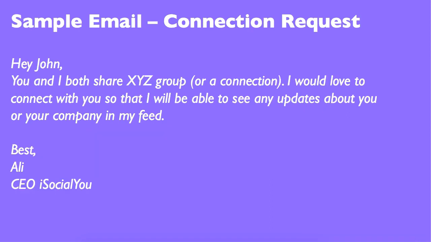So here's the sample email or message that I would send to someone that I'm sending a connection request to. And look at this, it's really short, simple, and also very compelling. Hey John, you and I both share XYZ group, or Stacy as a connection. So I'm already kind of building a connection with John in the first line. I would love to connect with you so that I will be able to see any updates about you or your company in my feed. So again, I'm asking John to add me. Why? Because I want to stay up to date on his updates.